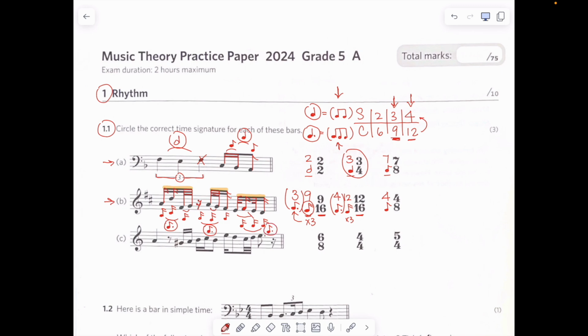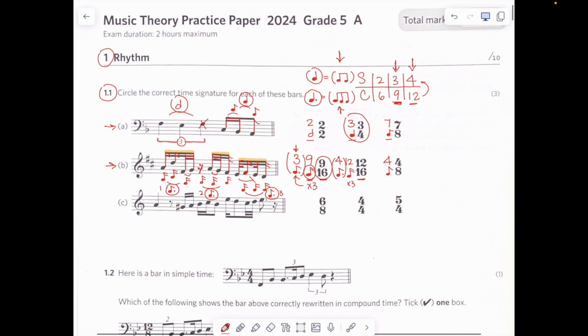So now if you look at the beats, there are 1, 2, and 3 dotted quaver. So what would be the answer? 3 dotted quaver would be this one, which means it is 9/16 time.